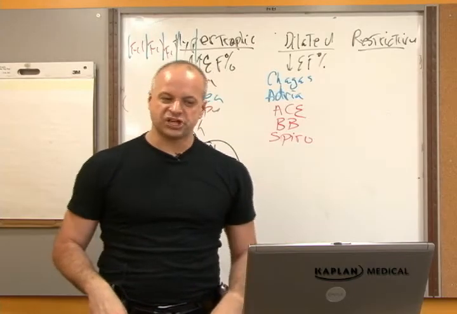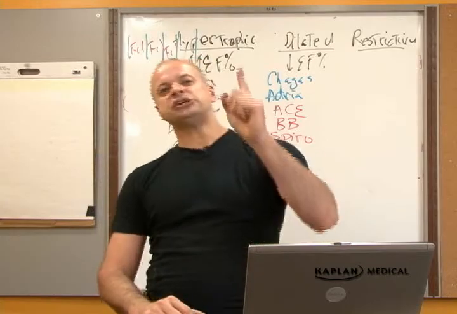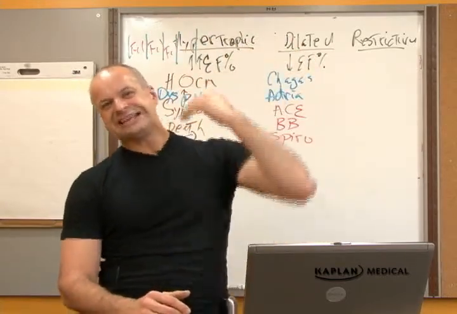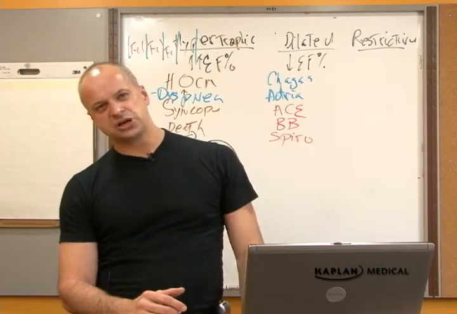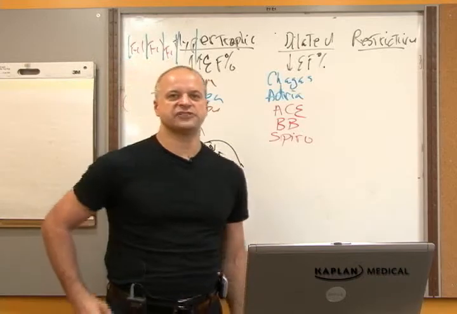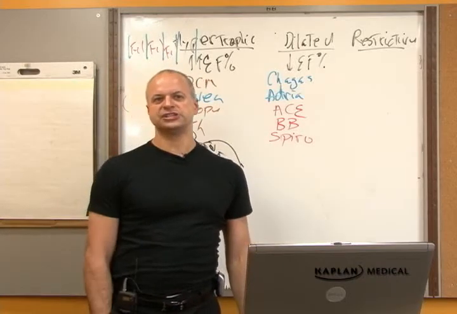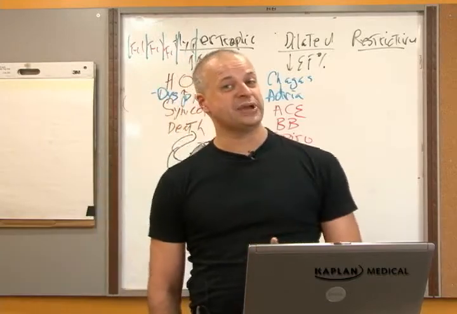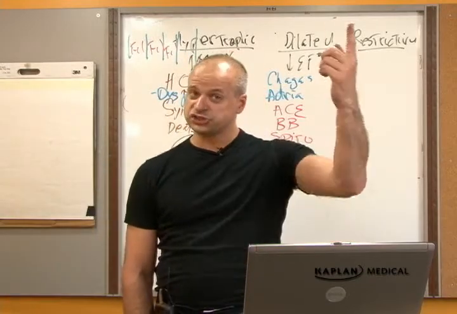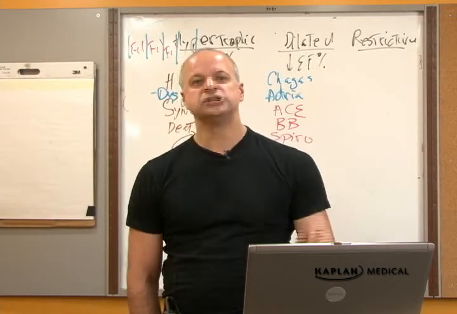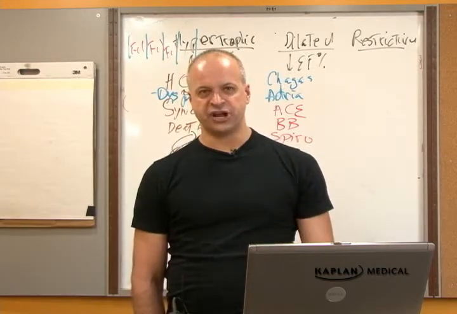But Kussmaul's sign is an increase in jugular venous pressure on inhalation. Okay? So Kussmaul's sign is seen in two major things. Number one, restrictive cardiomyopathy. Number two, constrictive pericarditis.